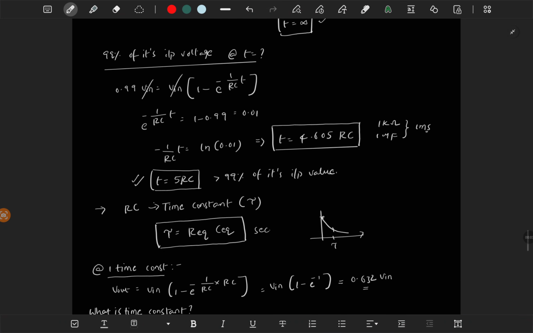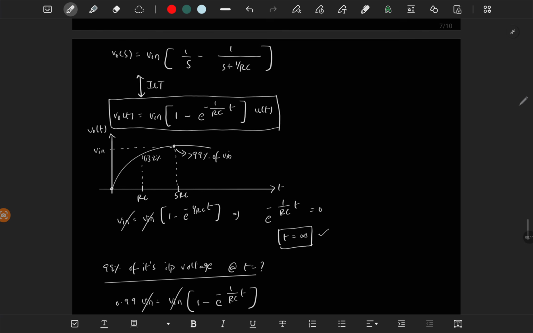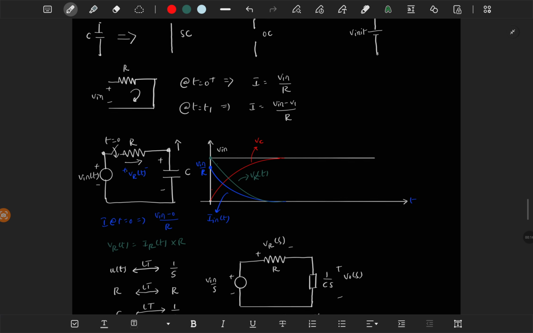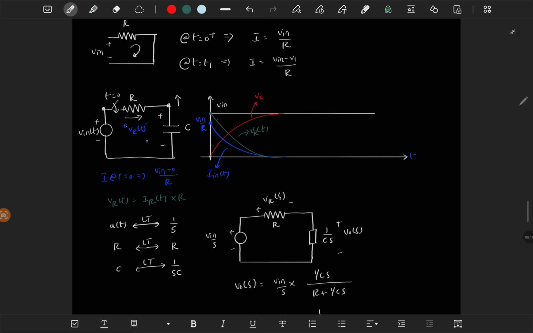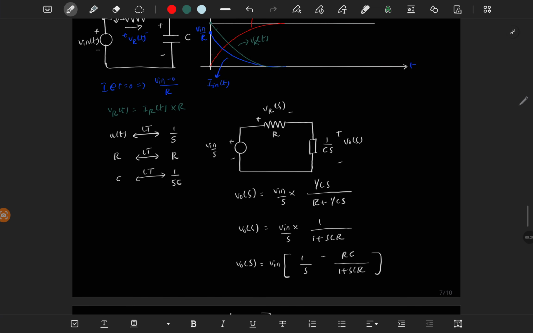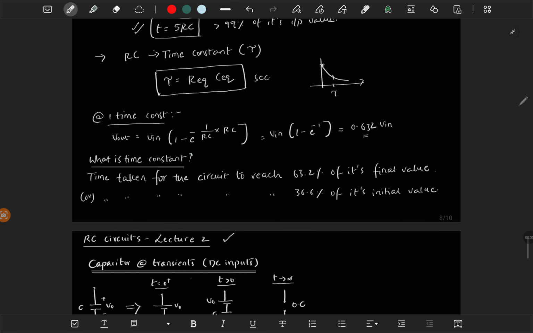Hello everyone. This is RC Circuits lecture number 2. In lecture number 1, we discussed the basics of resistor, capacitor, and inductor, and a simple series RC circuit, and we derived all the voltages and all the currents. We also derived the effective current through the circuit, and we concluded the definitions of time constants. It is different for two cases.